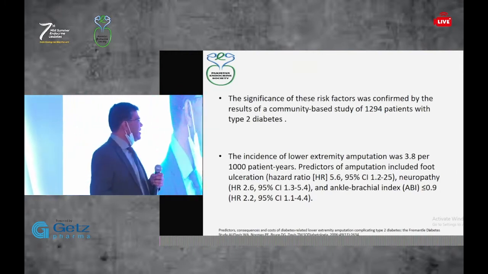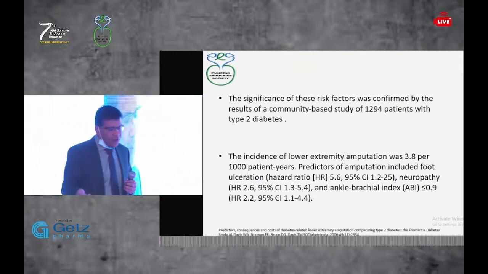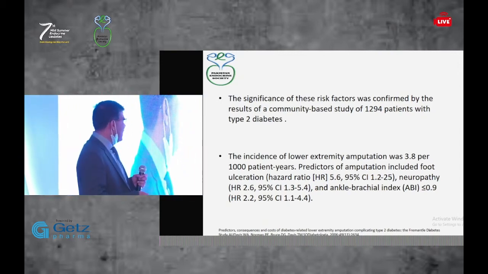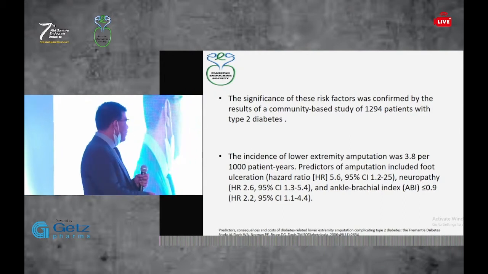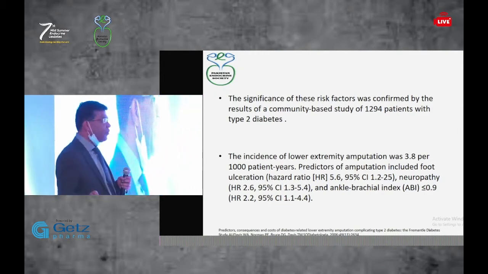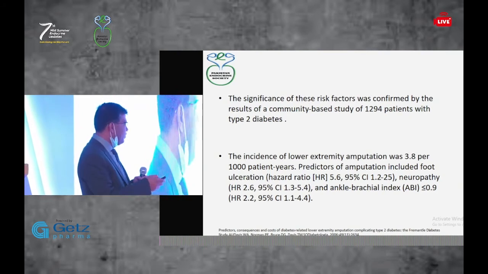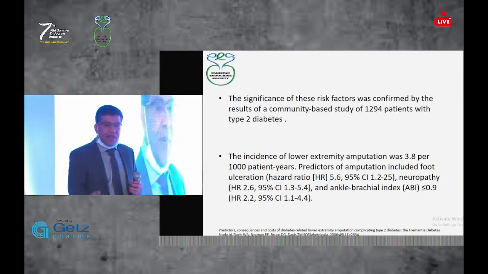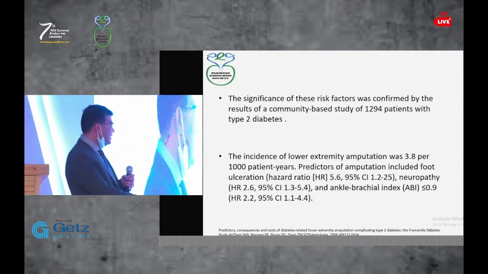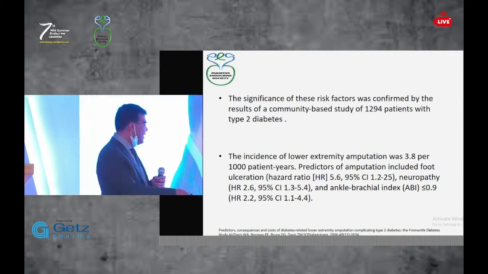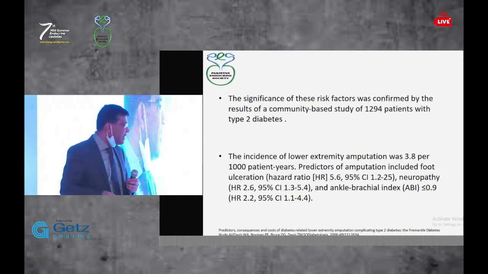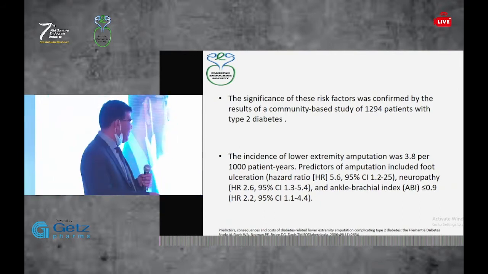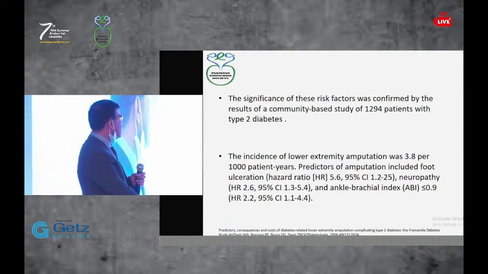One community-based study was performed in 1,294 patients with type 2 diabetes. The incidence of lower extremity amputation was 3.8 per 1,000 diabetic patients per year. Predictors of amputation were foot ulcers with a significant hazard ratio, neuropathy, and an ankle brachial index of less than 0.9, which was a very significant risk factor for diabetic foot.